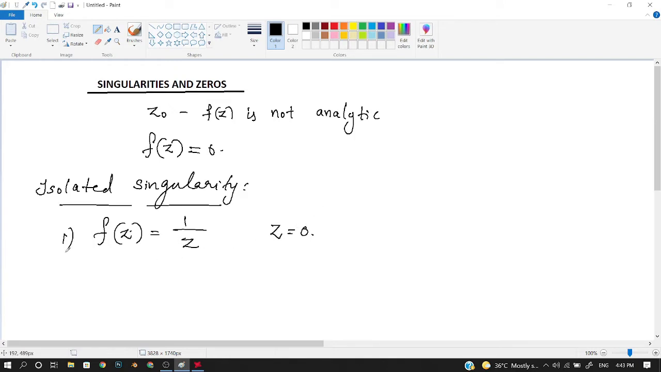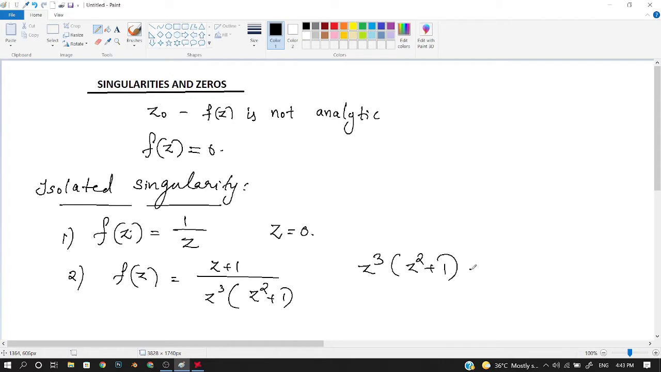Okay. Now, another example, f of z is equal to z plus 1 divided by z cubed into z squared plus 1. Now, you equate the denominator to 0 to find the non-analytic points. So, you have z is equal to 0, 1, minus 1. So, these are the isolated singularities.